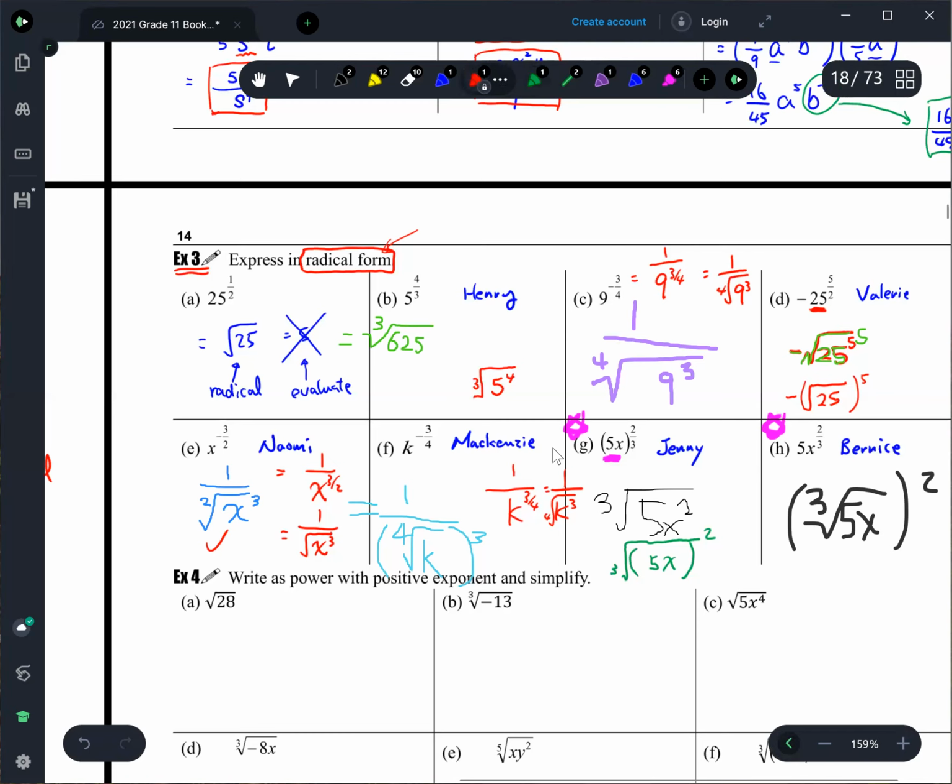If you don't have the bracket, like you did over here, you have a square, then that square only affects the x. So you don't want that. You want the exponent to affect the whole thing. So you need a bracket, okay?